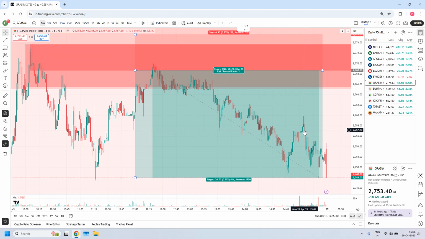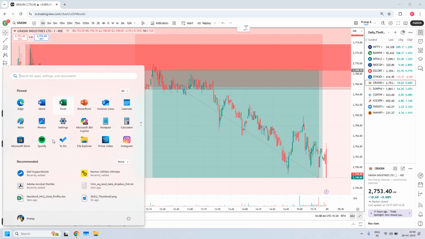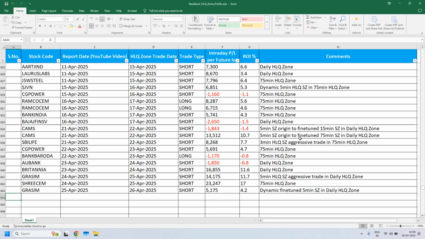It is a real test of a trader's patience. If you had enough patience, you would have got a very good profit in this stock, a decent intraday profit at 1:3 RR. What is the profit we got? Grasim gave you 5,175 rupees as per one futures margin cost, and the ROI is 4.2% as per one futures margin cost.